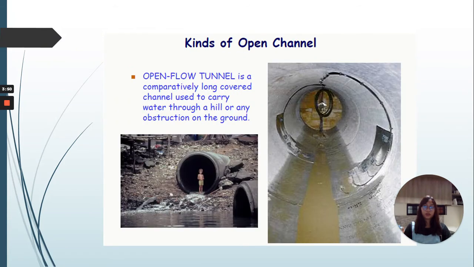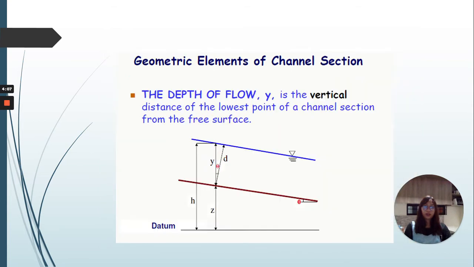And the next one is the open flow tunnel. Open flow tunnel is a comparatively long covered channel used to carry water through a hill or any obstruction on the ground. And the next one, I will discuss to you also the geometric elements of channel section so that we will understand the formula.